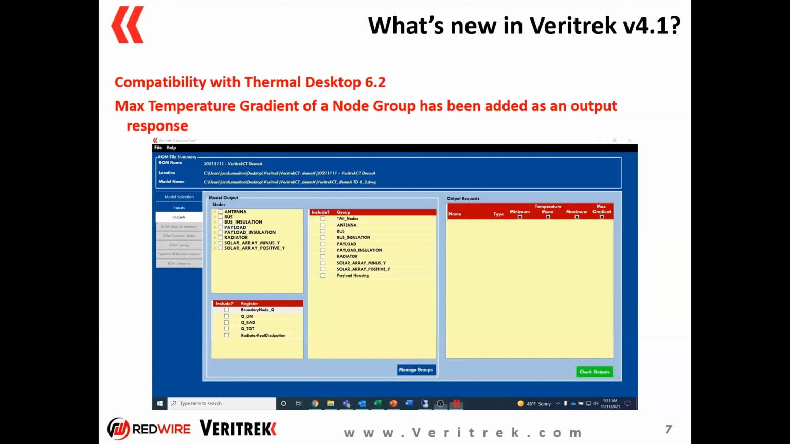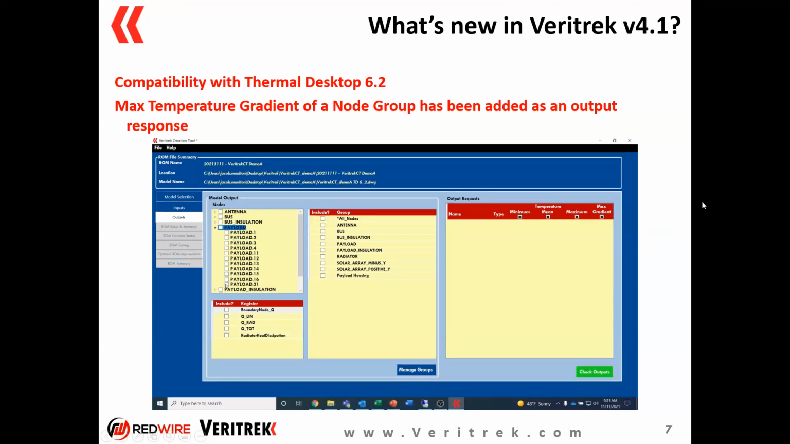So this maximum temperature gradient of a node group was something that lots of people asked for, and we've been able to include that in our Veritrek 4.1 release. How this feature works is pretty simple and relatively straightforward.